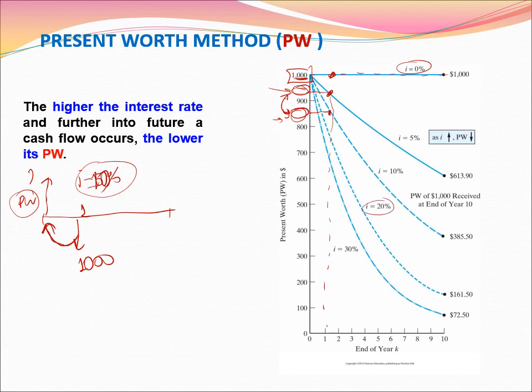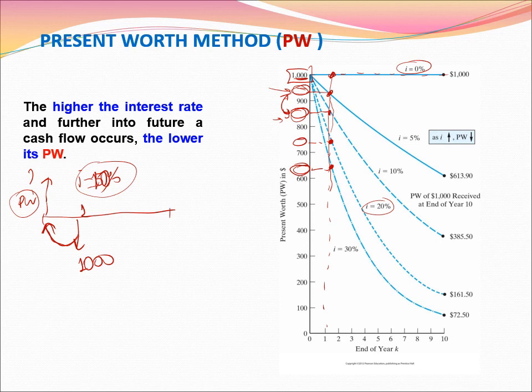Continue increasing the interest rate. When the interest rate is 20%, your present worth will be this much. And when the interest rate is, let's say, 30%, then your present worth will be this much. So this shows that as the interest rate increases, the present worth decreases.